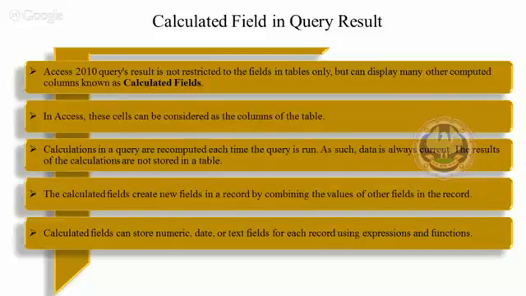In fact, in Access, these cells can be considered as the columns of the table. Calculations in a query are recomputed each time the query is run. As such, data is always current, the results of the calculations not stored in a table. Yes, we need to show them that even when the value in the table changes, the calculated value would be calculated on its own.